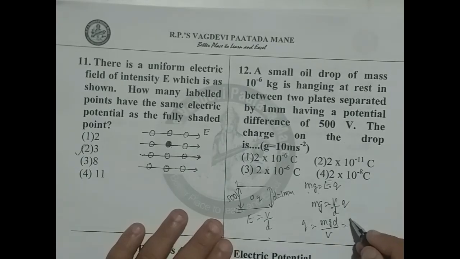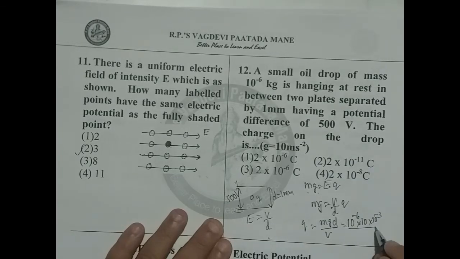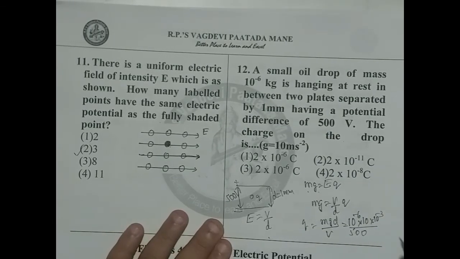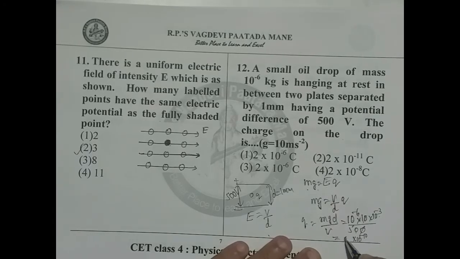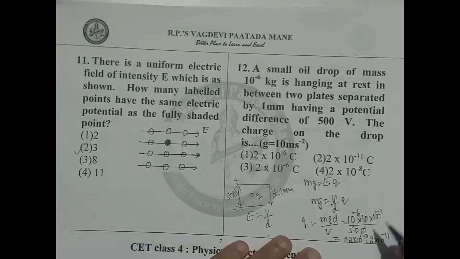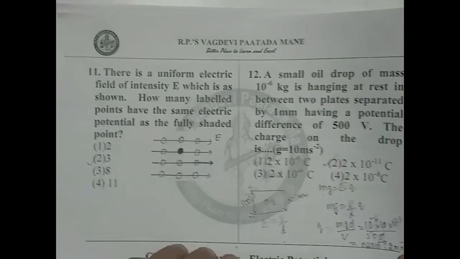We substitute everything. M is 10 raised to minus 6, g is 10, d is 1 millimeter, which means 10 raised to minus 3, and V, the potential, is 500. If we simplify all these things, the power is 10 raised to minus 6 minus 3 minus 9, minus 1, so 10 raised to minus 10, and it amounts to 2 into 10 raised to minus 11. So option 2 is correct.